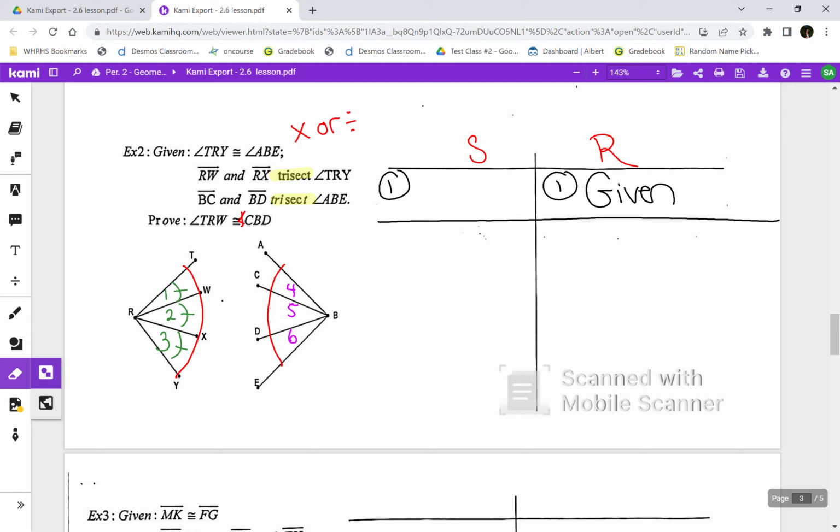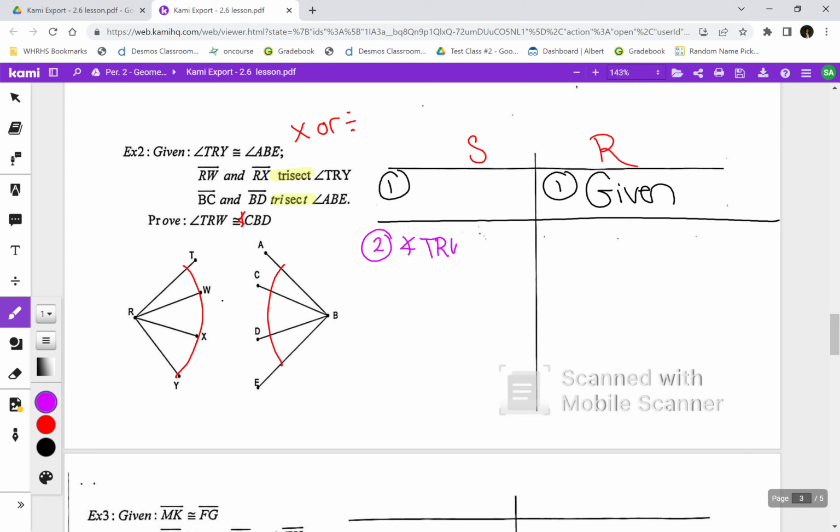But division does help us out, because division's not saying the 3 angles are congruent. The division is saying, if the whole angles are congruent and then I divide by 3, aren't their thirds also congruent? That's what the division is saying. So we're going to go ahead and say angle TRW is congruent to angle CBD, division.